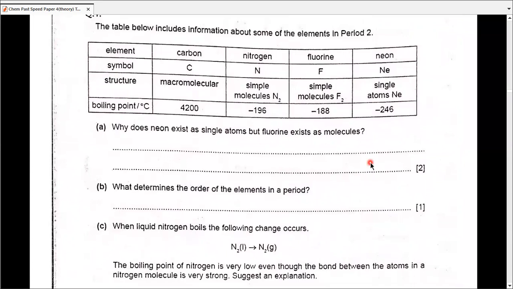Okay, part A. Why does neon exist as a single atom, but fluorine exists as molecules? It is because neon is already stable and... How is it stable? Good. That can get you 1 mark, but not the second mark.